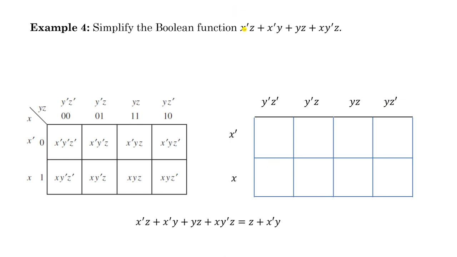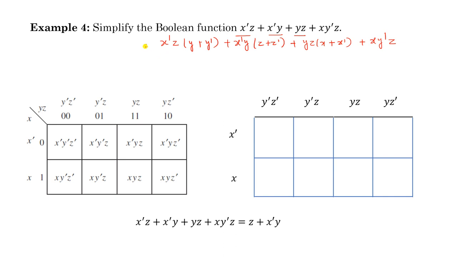Now look at another example, x dash z plus x dash y plus yz plus xy z dash. Actually these first three are not minterms. So first we have to write it as a sum of minterms. So how can we write it? X dash z, this can be written as x dash z times y plus y dash. Similarly x dash y can be written as z plus z dash, and yz can be written as x plus x dash. Finally this is the minterm xy dash z.